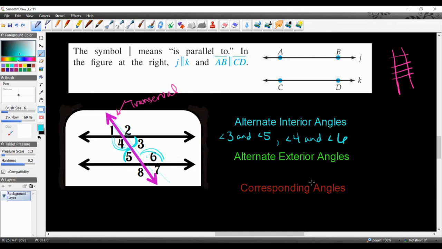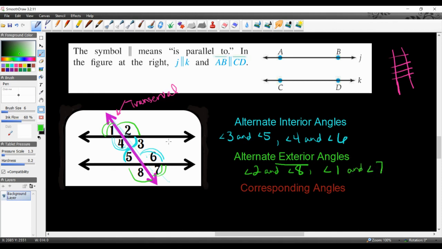Alternate exterior angles. So those are kind of like similar to the ones we just saw. Those are similar to these, except that they're on the outside. So now we're looking at angle 2, which is on the outside of the parallel lines, and angle 8. So angle 2 and angle 8 are equal to each other. And then we also have angle 1 on the outside and angle 7.